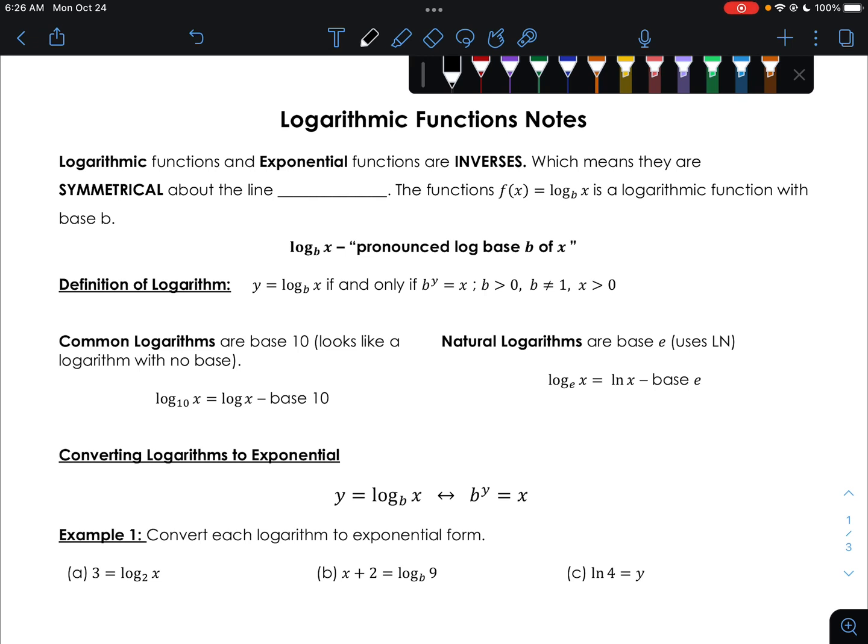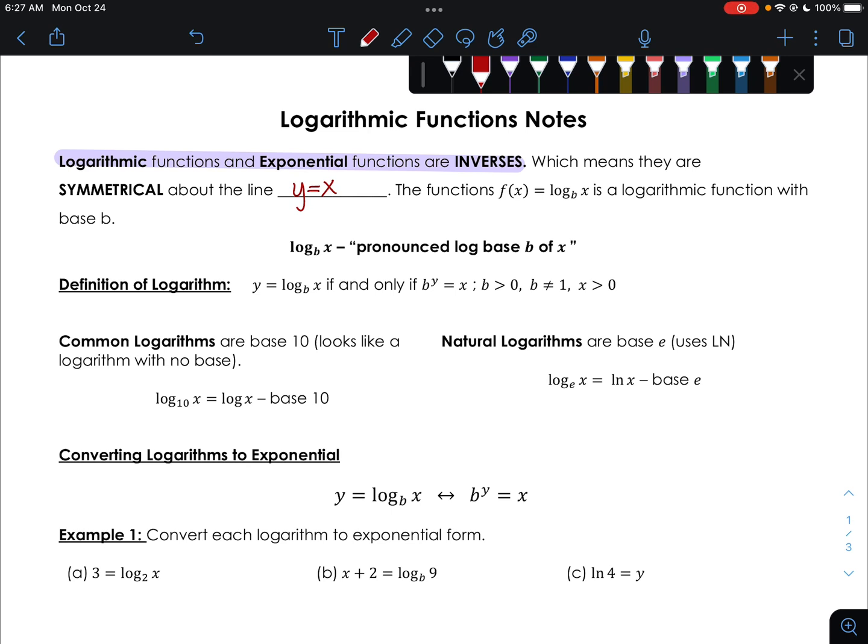Logarithmic functions and exponential functions are inverses, which means that they are symmetrical about the line y equals x. So remember, inverses are symmetrical about the line y equals x. Remember also, in order to graph inverses, we can just switch their x and y values, which means their domain and range are flipped.